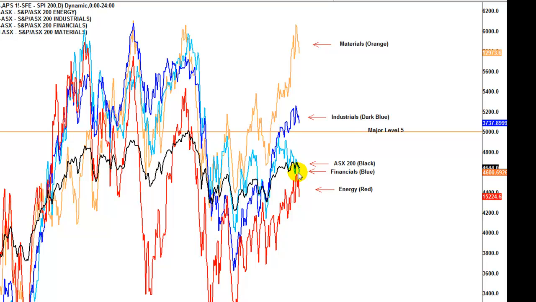What's occurring is the financials is really diverging from the materials and industrials, and energy is just tracking along below. But financials and the whole issue of credit around the world is the key concern here.